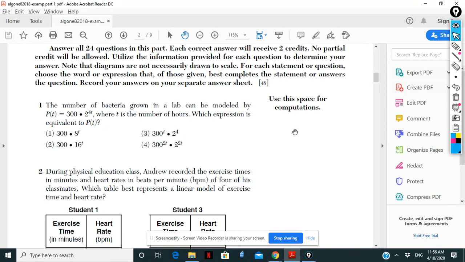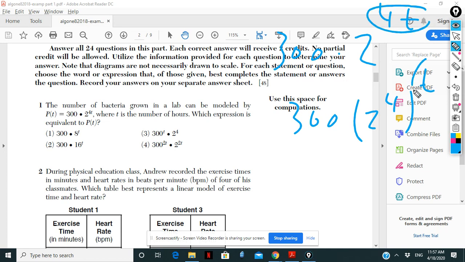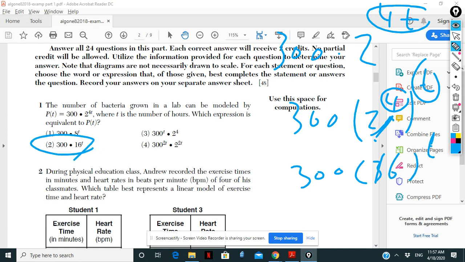The number of bacteria grown in a lab can be modeled by P(t) equals 300 times 2 to the power 4t, where t is the number of hours. Which expression is equivalent to this function? If we observe 300 times 2 to the power 4t, this is the same as 300 times 2 to the power 4, all to the power t, because it's an exponent of an exponent. Evaluating 2 to the power 4, which is 16, gives 300 times 16 to the power t. So the answer is 2.